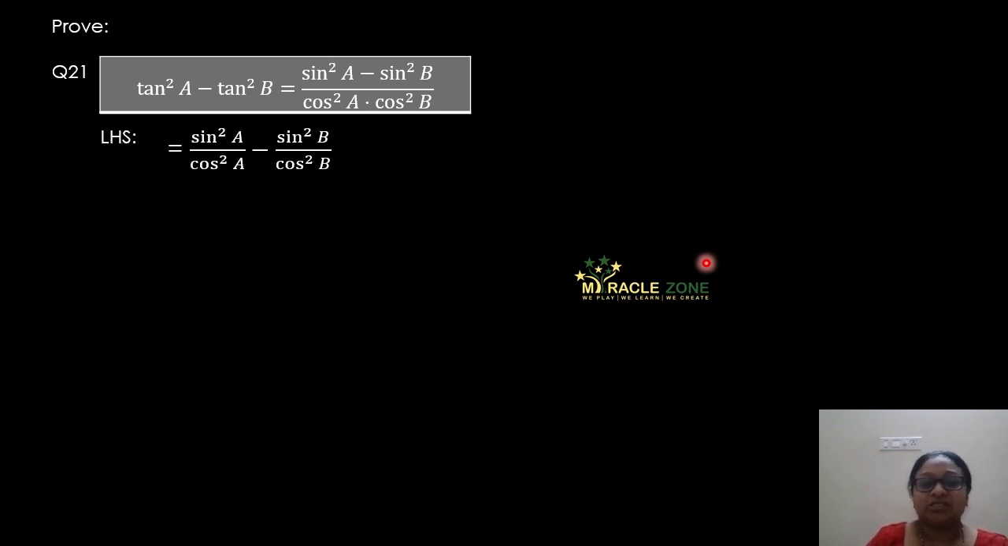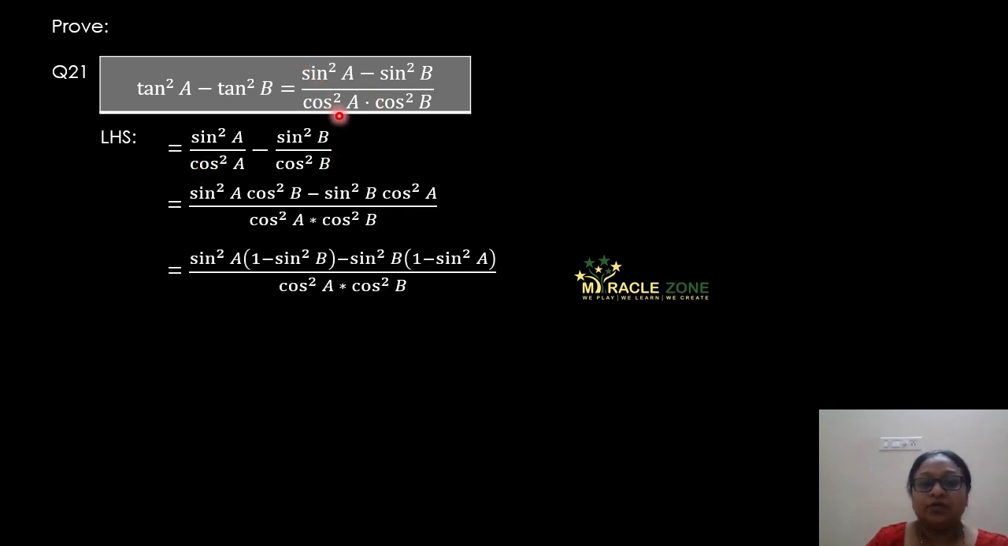Let's take the LHS. Tan square a minus tan square b. How can you write tan a? Tan a you can write as sin a by cos a. So the same thing you can write as sin square a by cos square a minus sin square b by cos square b. So what is the LCM? Cos square a cos square b. So when you cross multiply, you will get sin square a cos square b minus sin square b cos square a by cos square a cos square b.